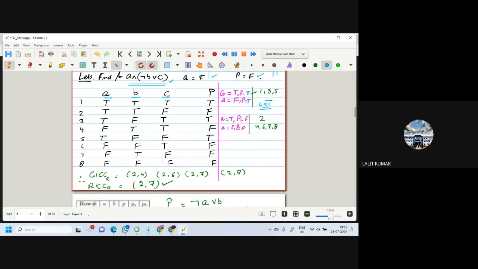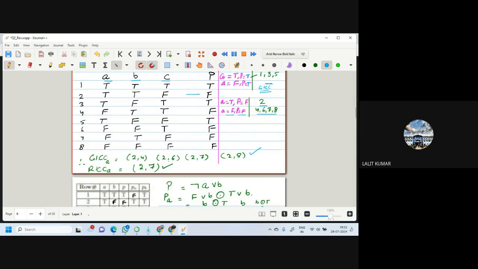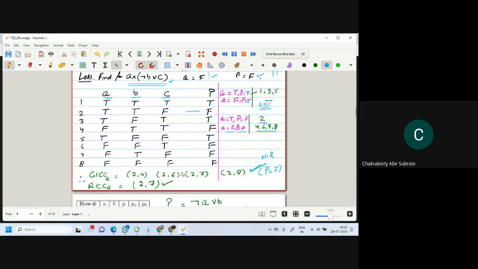For P equal to false, A equal to true, P equal to false is in the second row. A equal to false, P equal to false, there are 4 rows. So here I get 4 combinations: 2 and 4, 2 and 6, 2 and 7, 2 and 8. These are the test cases. So these are the GICC for A, and all of them are for P equal to false. For A equal to true there is no GACC here because there is no A equal to true and P equal to false with P equal to true. There is nothing.